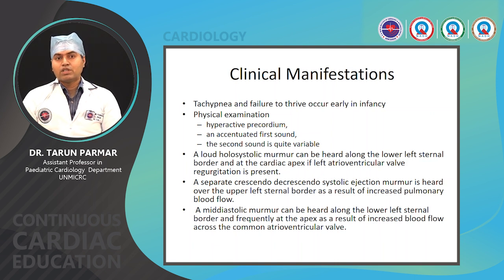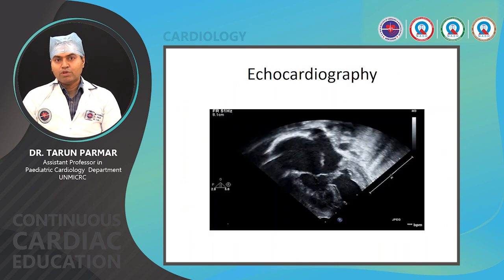is heard in the lower left sternal border or cardiac apex if the left AV valve regurgitation is present. A separate crescendo decrescendo systolic ejection murmur is heard over the upper left sternal border as a result of the increased pulmonary blood flow. Mid diastolic murmur due to increase in the pulmonary blood flow through the common AV valve.